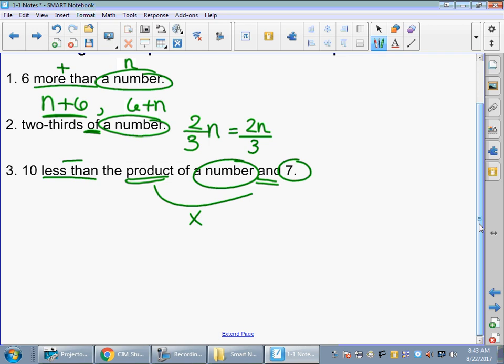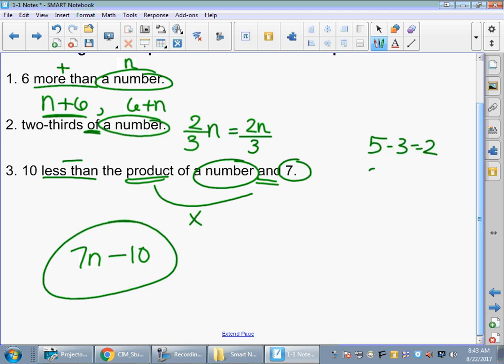So what it does is it makes you rearrange the order of these things. In this particular case, it's so important that we put the 7n first. So the product of 7 and a number, and then 10 less than it. That's a lot different than if we put the 10 minus 7n. Just like 5 minus 3 gives us 2, but 3 minus 5 gives us -2. They are not the same. So order is really important with subtraction and division.